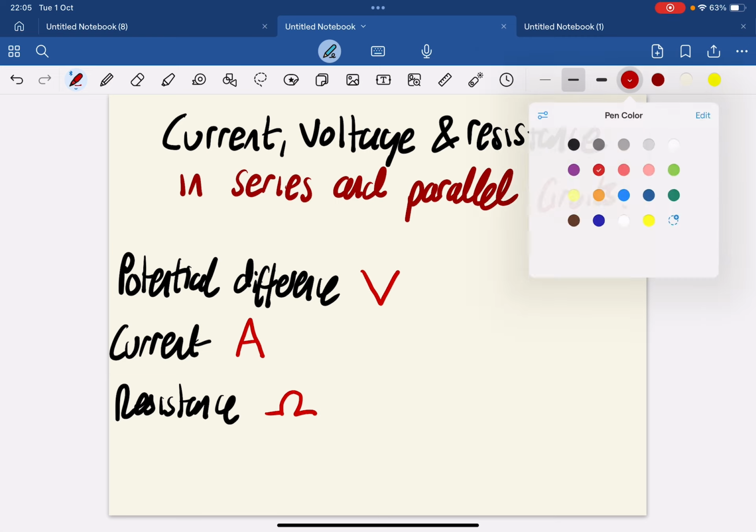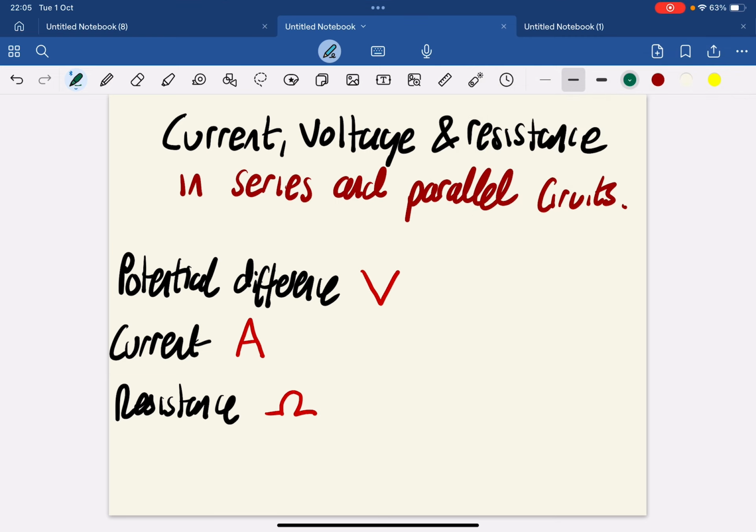Now, for the following video, we also need to know a few equations. We have to be familiar with the fact that potential difference is equal to current times resistance, and we'll be rearranging this equation in this video today. We also need to be aware of how to calculate total resistance in series and in parallel. So in series, the total resistance is equal to all of the resistors, so resistor 1 plus resistor 2 plus resistor 3, etc., when they are in series.